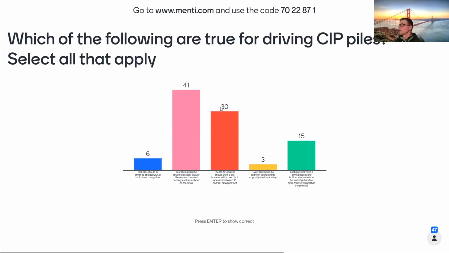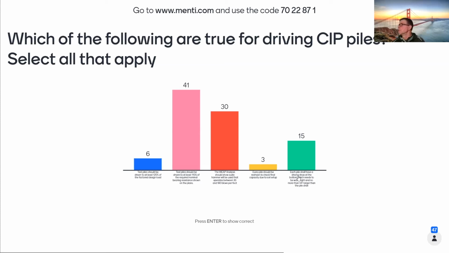This one is also true, the WEAP analysis. That's done prior to going out there. The contractor uses the WEAP analysis to qualify the hammer. That will show that that hammer will operate between 30 and 180 blows per foot as it gets down to the final capacity. Every pile should be redriven to check final capacity. No, we don't need to do that. Now, you may want to check a few piles, but you don't need to redrive every single one.